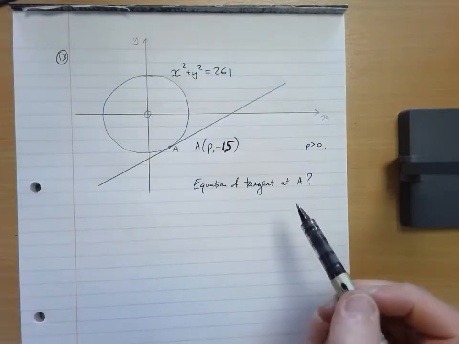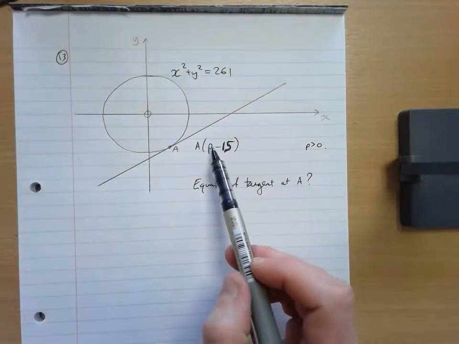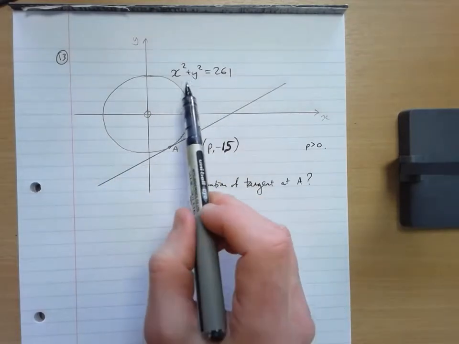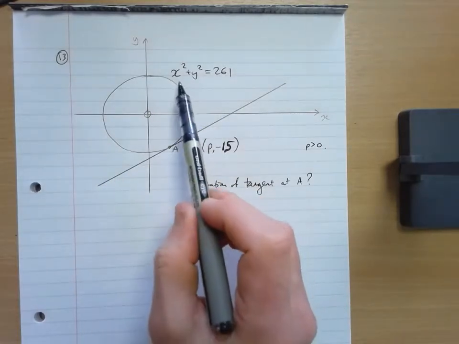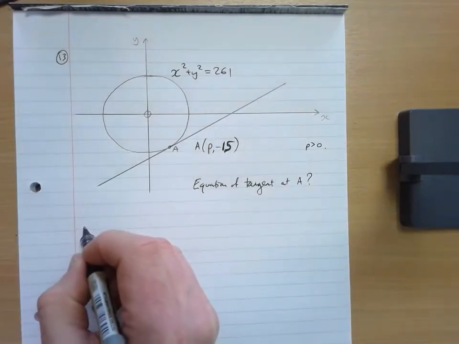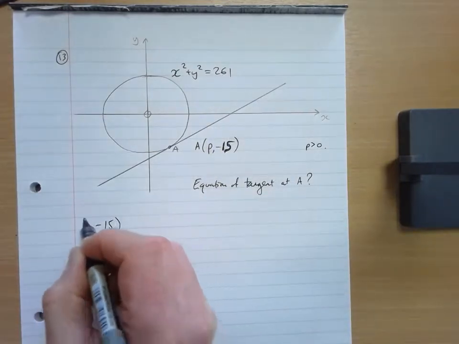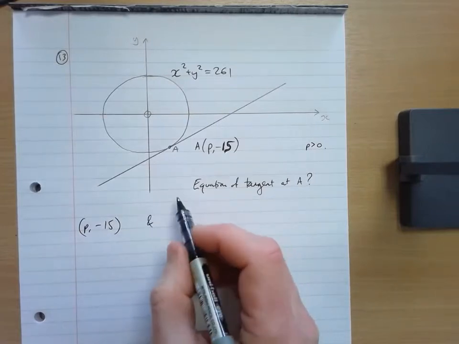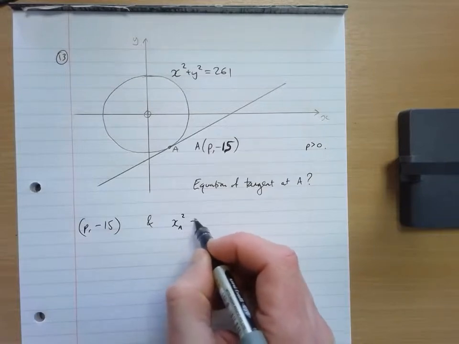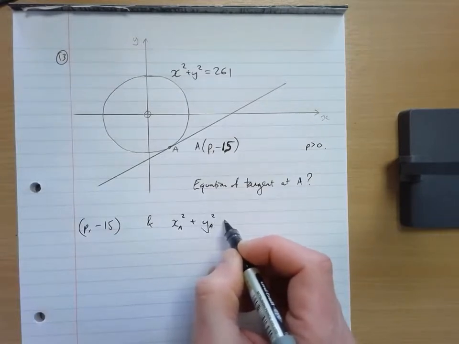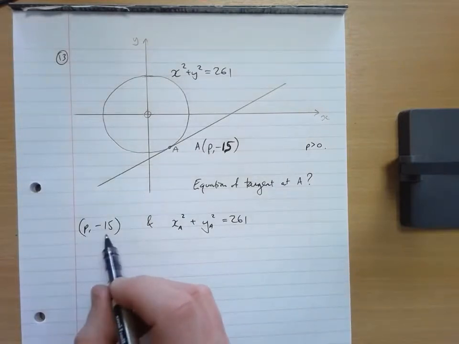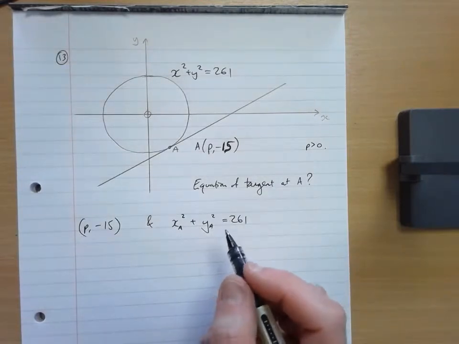Okay, what would be particularly useful first up is to work out what this value of p is. Now, A is a point on the circle, and so the coordinates of A will satisfy this equation of the circle. So what we know is that A is at (p, -15), and A is on the circle, so the x coordinate of A squared plus the y coordinate of A squared will equal 261. So we can substitute in p and -15 into here, and ultimately that should help.